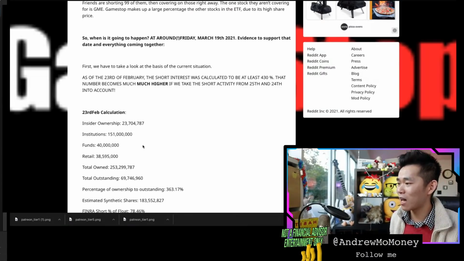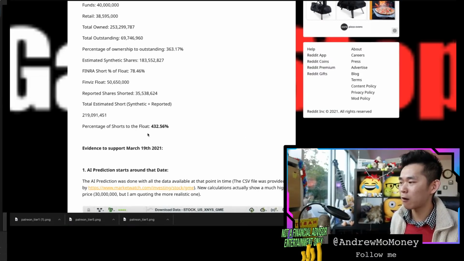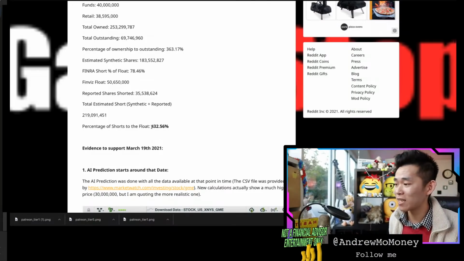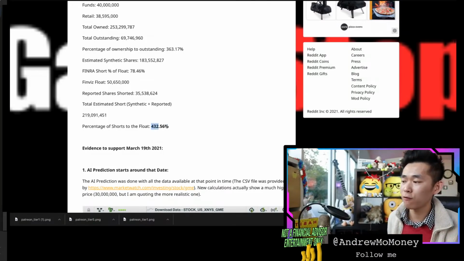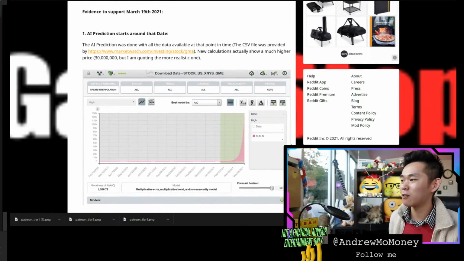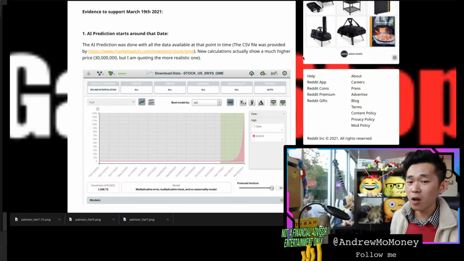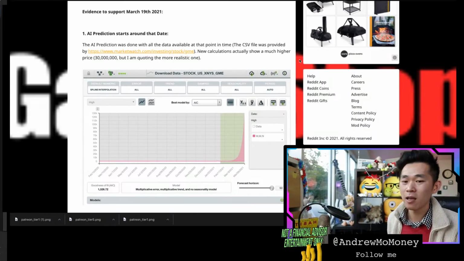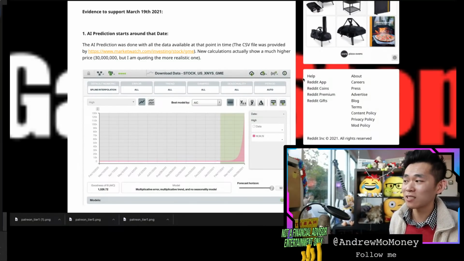So we have a lot of calculations here, but if the back of the envelope math makes sense, we have percentage of shorts to the float of 432%. Let's give the March 19th evidence that it is due. One, the AI prediction starts around that date. Of course, AI, I'm a little skeptical. I'm a data scientist myself. I don't see the code here. I don't see the data input here. And I know for a fact that there are many, many nuanced data points that this model is not considering. So I would say that this is probably the weakest evidence for the March 19th date.